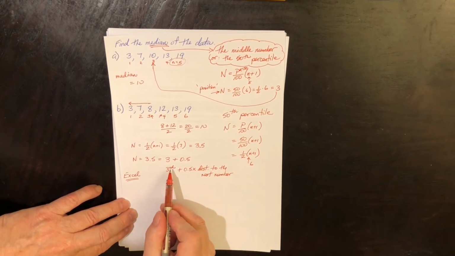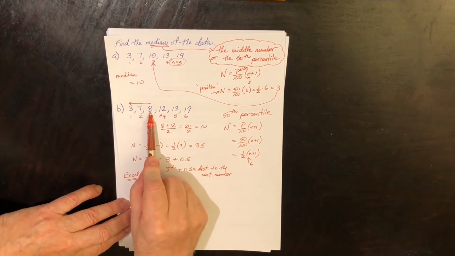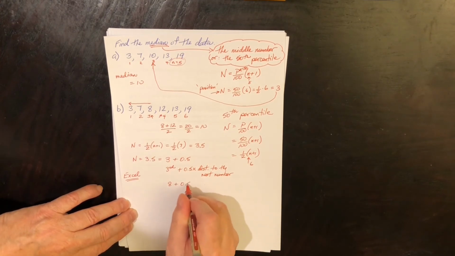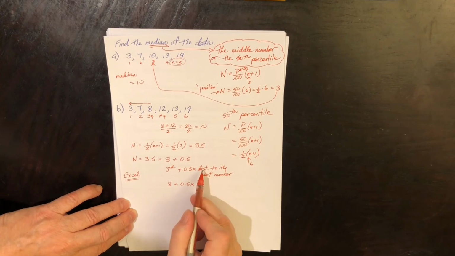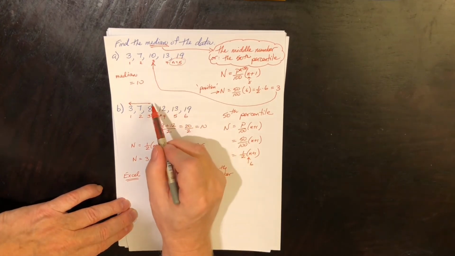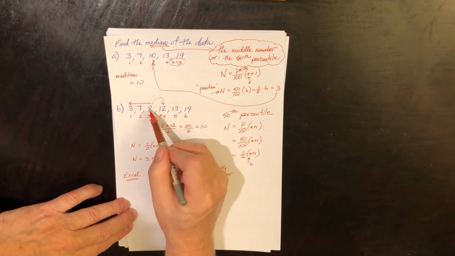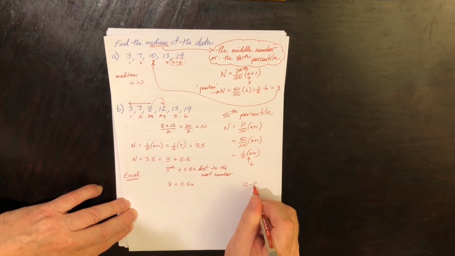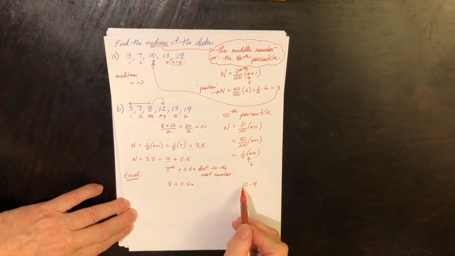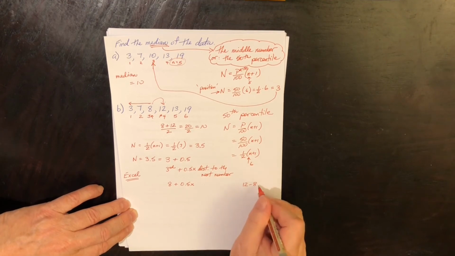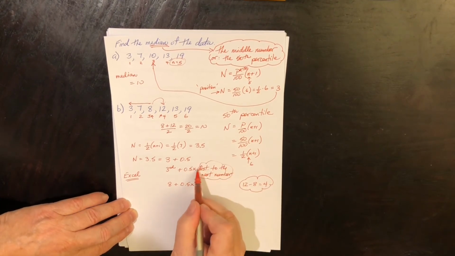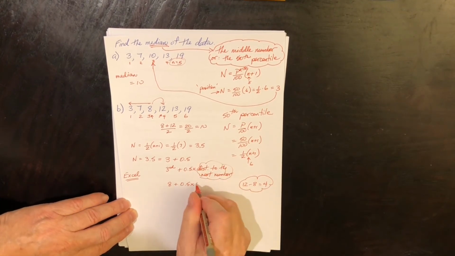The 3rd number is the number 8. Plus half, halfway to the next number. What is the distance to the next number? From 8 to 12. Of course, you can do 12 minus 8. You can try to find the difference between 12 and 8. The difference is 4. So the distance to the next number is 4.